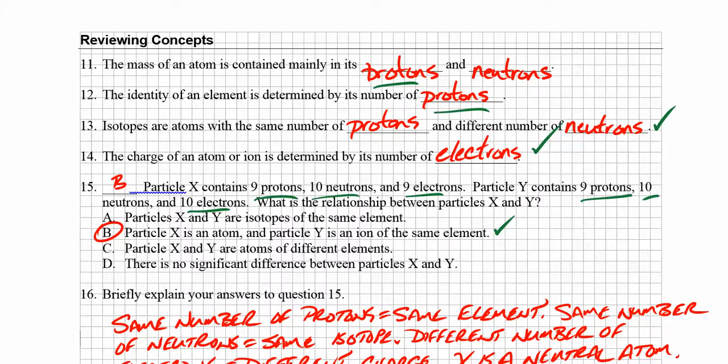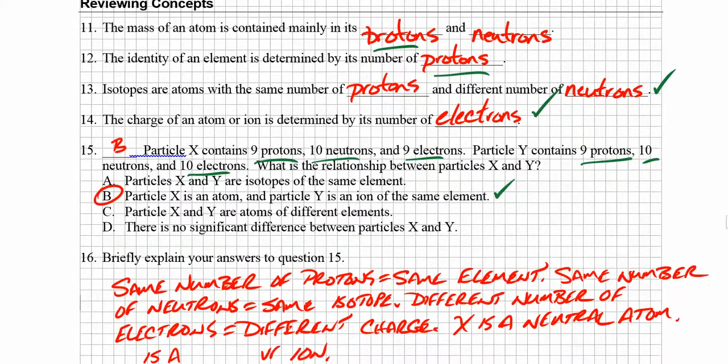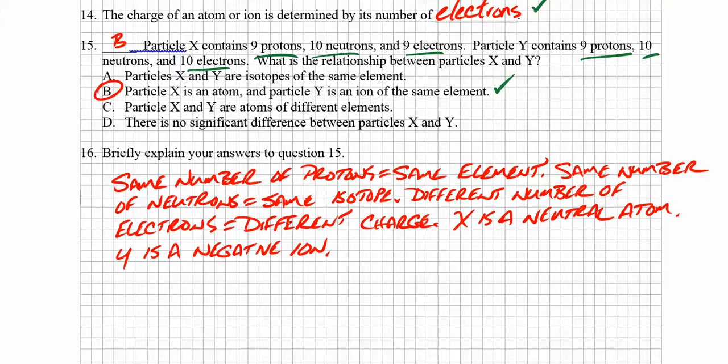Why? Briefly explain your answer to question number 15. Well, the same number of protons is the same element, and the same number of neutrons is the same isotope. So a different number of electrons equals a different charge. X is a neutral atom, and Y is a negatively charged ion.